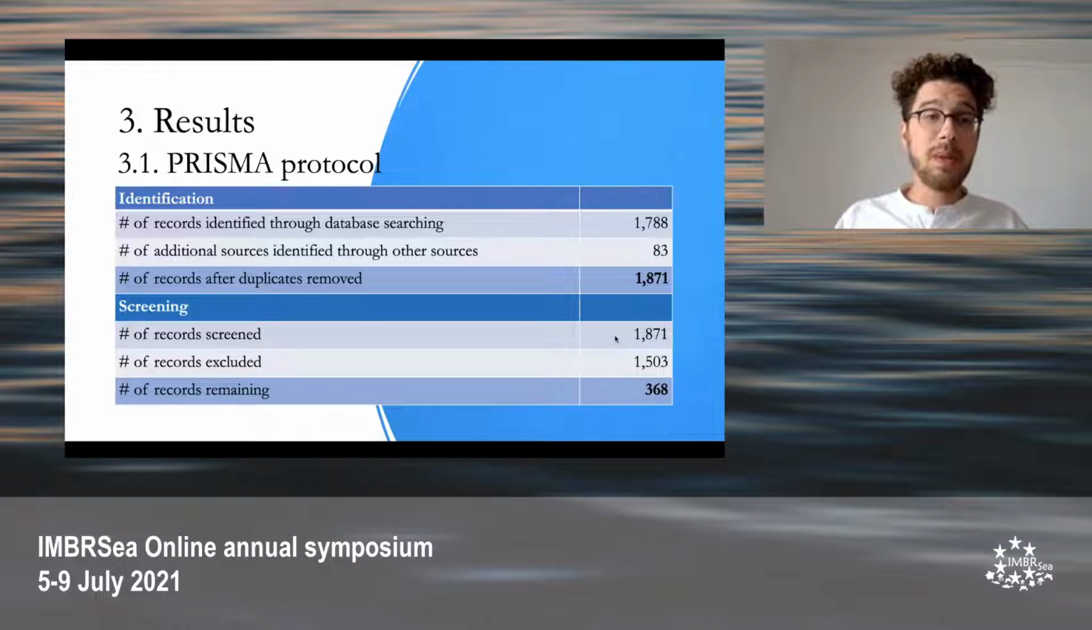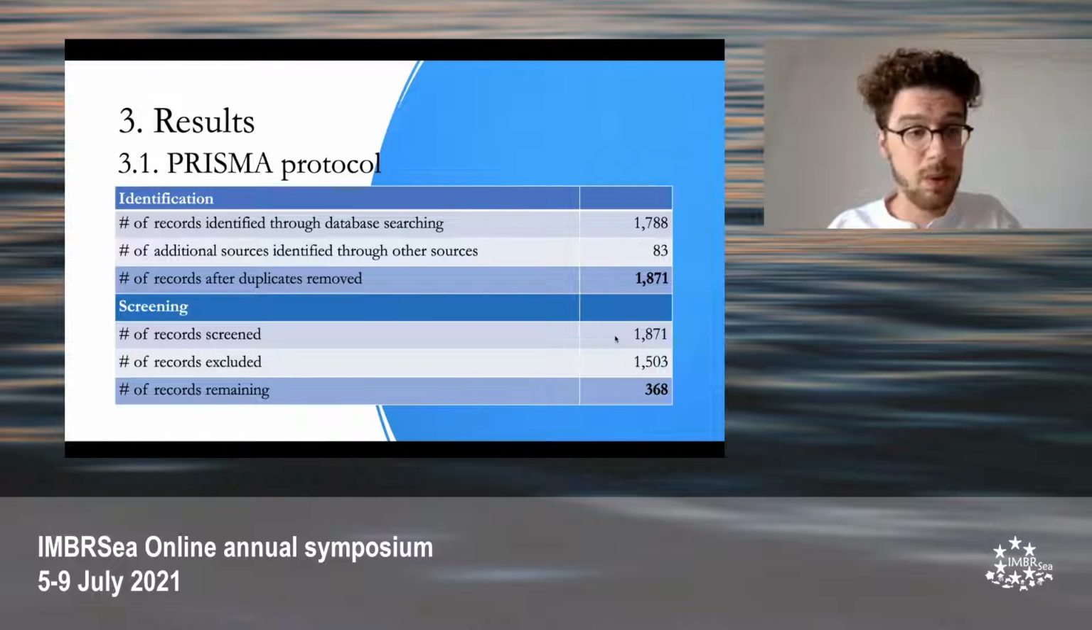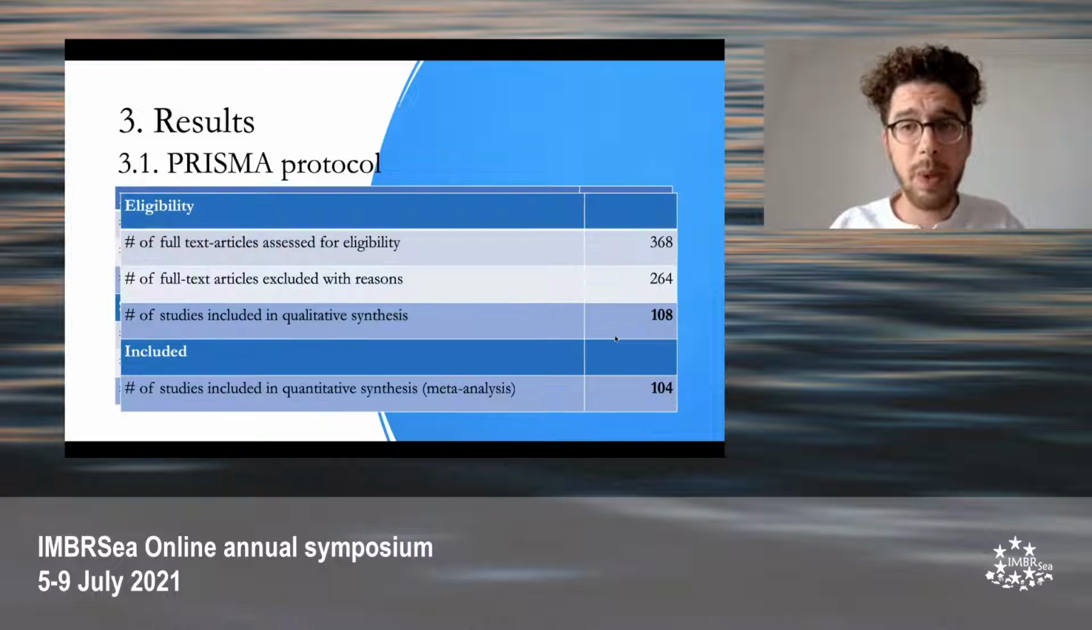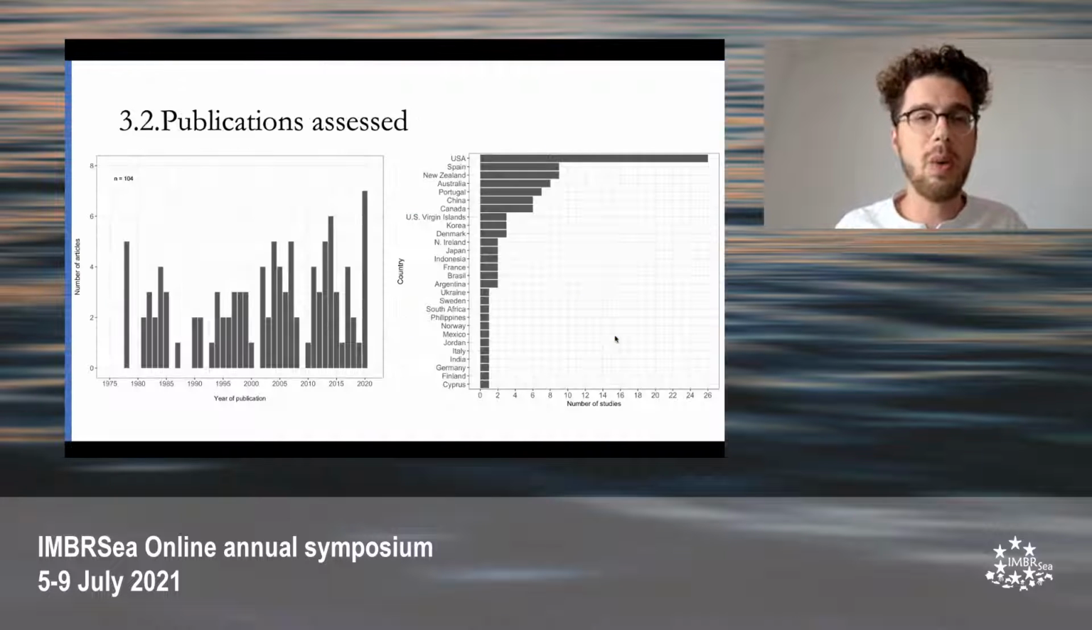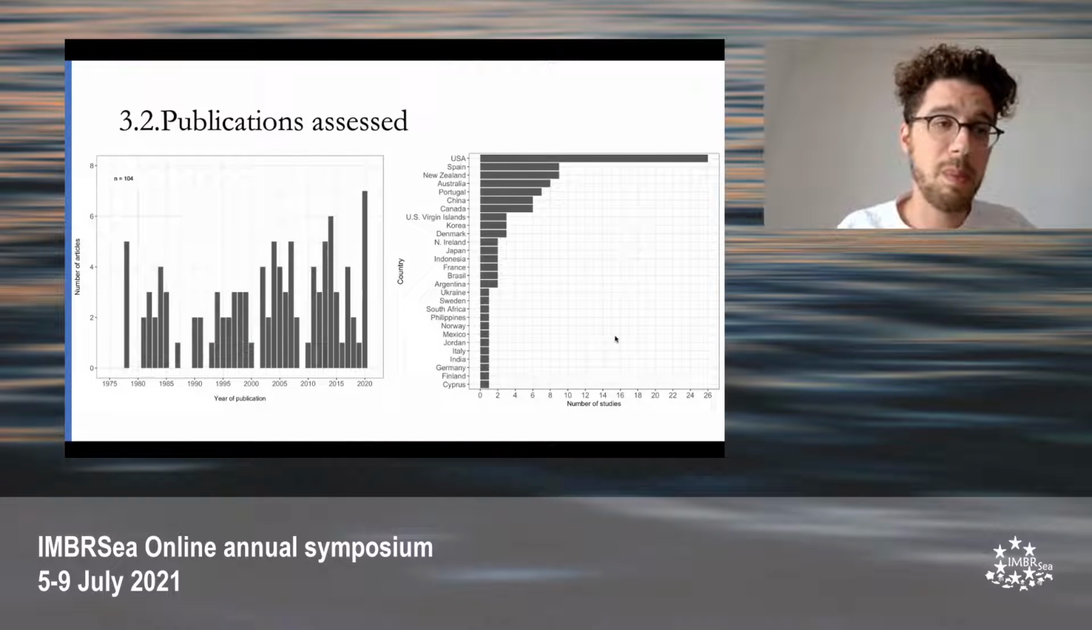Coming to the results, for our PRISMA protocol, we identified 1,871 sources that underwent screening. 68 papers remained. We assessed those and extracted our values from 108 studies. And after going through a review, we were left with 104 studies. And that's how our data looks like for the number of articles.